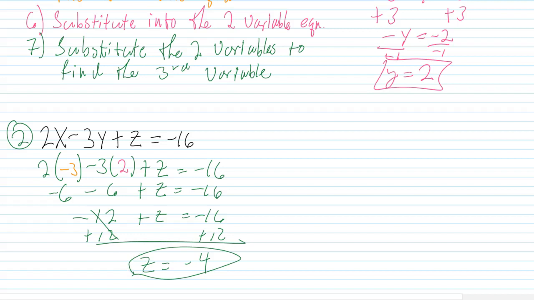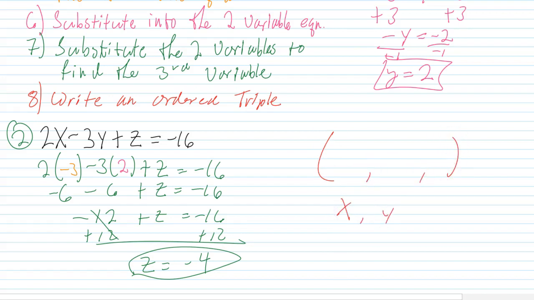Remember, when you solve systems, you would write an ordered pair. Here, it's not an ordered pair, it's an ordered triple. So the last step is to write your ordered triple. I know, it sounds weird. Call it whatever you want. Go in alphabetical order. X, comma, Y, comma, Z. Our X value was negative 3, comma. Our Y value is 2, comma, and our Z value is negative 4.